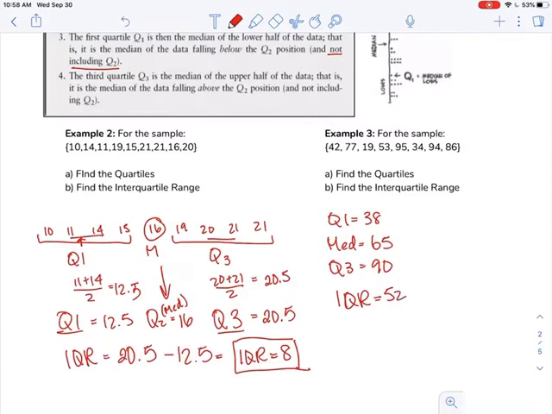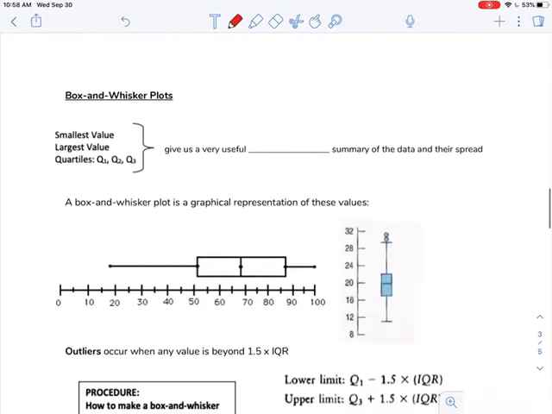All right, moving on. So next we're going to be talking about box and whisker plots. Basically, with box and whisker plots, what they do is they give us this very useful thing called a 5-number summary. So our 5-number summary basically gives a summary of our data and its spread, okay? And a box and whisker plot is a really great way to display a 5-number summary, all right?